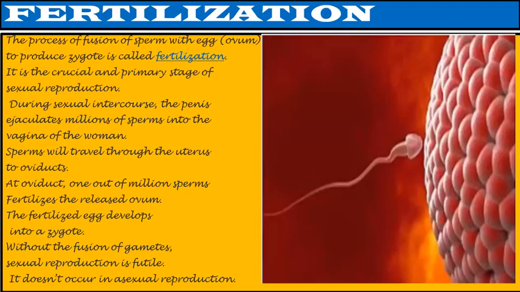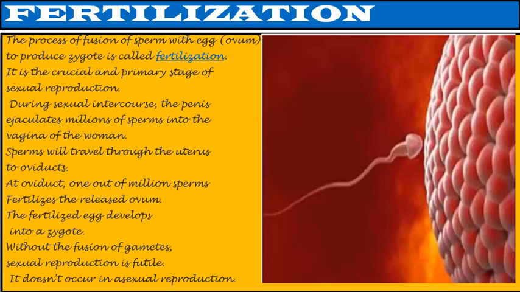Fertilization in humans. In humans, the fertilization or union of sperm and ovum occurs in the anterior part of oviduct. The process of fusion of sperm with egg to produce zygote is called fertilization. It is the crucial and primary stage of sexual reproduction.